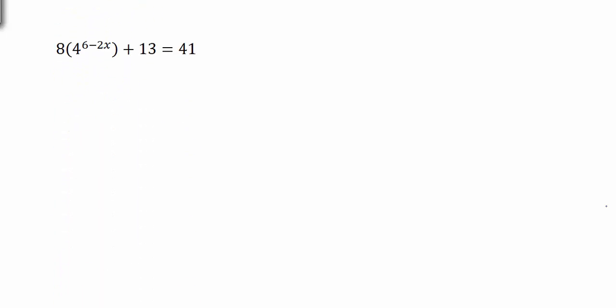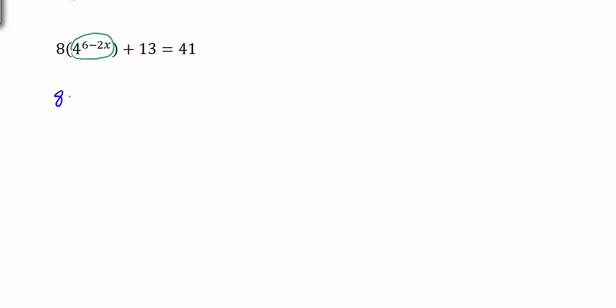And our next example, we have 8 multiplied by 4 raised to the 6 minus 2x, plus 13 equals 41. All right, now with this example, once again, we need to isolate, in other words, we need to get the 4 raised to the 6 minus 2x piece by itself. So that means we need to get rid of the 8 and we need to get rid of the 13. Well, just like any algebraic equation, we're going to get rid of the addition and subtraction first. So we're going to get rid of the 13.